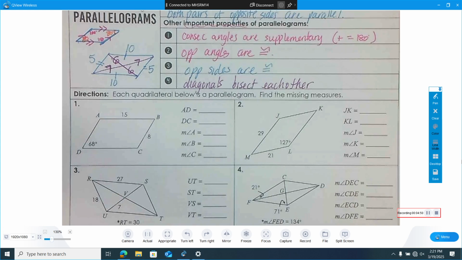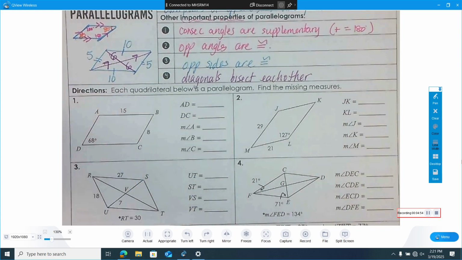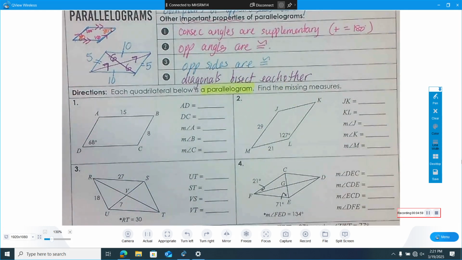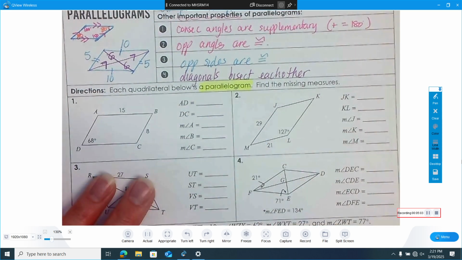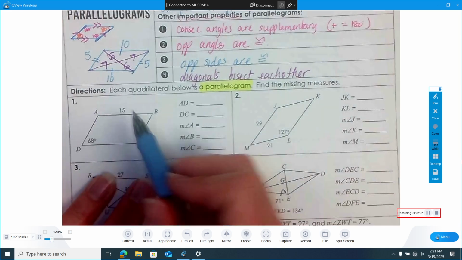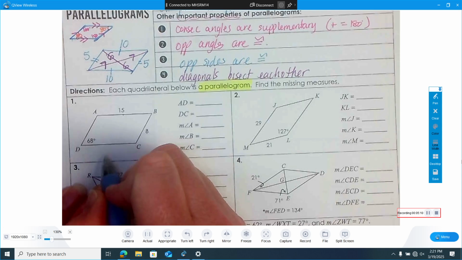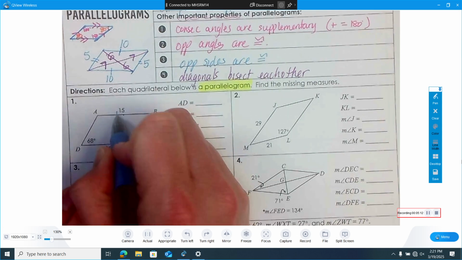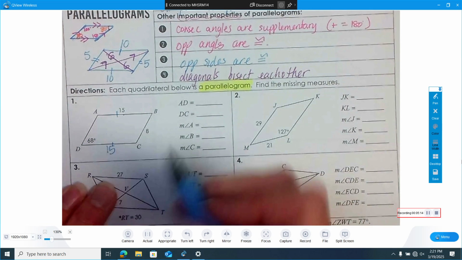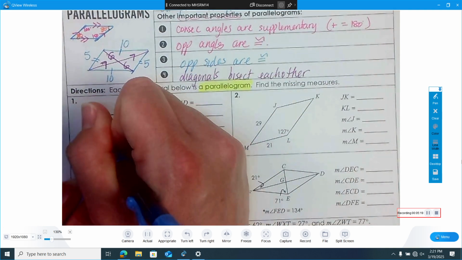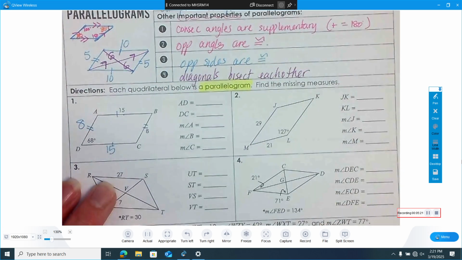Okay. All right. So what I'm going to do here, first of all, reading the directions: each quadrilateral is a parallelogram. Very important to know what shape we're talking about here. And I'm just going to complete as much of this picture as we can. So we have a 15. What else is 15? The bottom one. Opposite sides are congruent. We have an 8. What else is 8? AD. The opposite side is also 8.